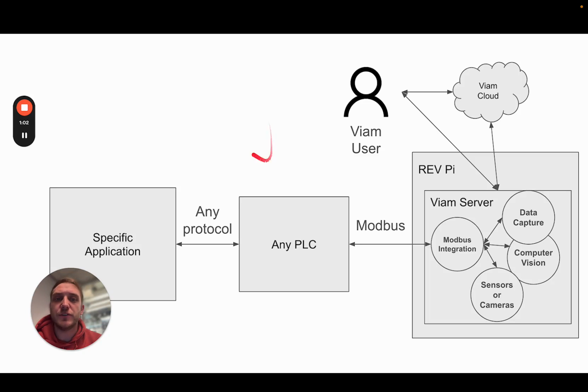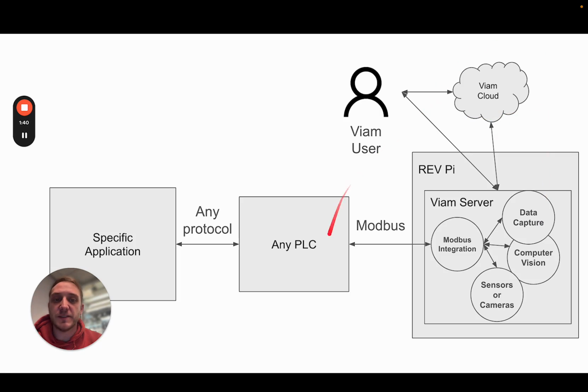Finally, I just wanted to share a small architecture diagram to describe what our PLC integration looks like. As a Viam user, you have access to interact with the Viam server running on the Revolution Pi or any IPC in this case. You can use that to pass parameters down to individual modules, such as the data capture module, the Modbus integration module, sensor or camera components, or even the computer vision modules. You can do this locally, or you can do it over the cloud remotely from wherever you might be in the world.